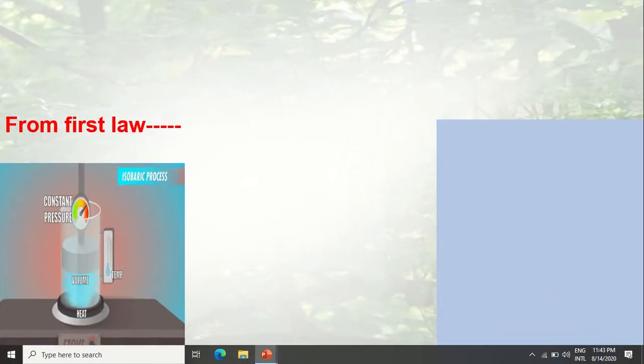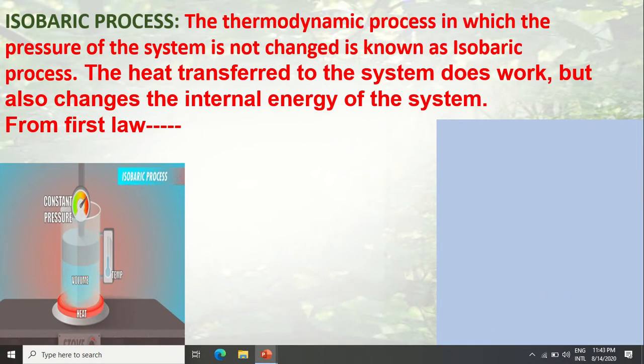So let's explain first the isobaric process. The thermodynamic process in which the pressure of the system is not changed is known as isobaric process. Look here, isobaric. Iso means same and bar means pressure. So same pressure. If the same pressure is maintained in a system, that change is known as isobaric process. The heat transferred to the system does work, but also changes the internal energy of the system.